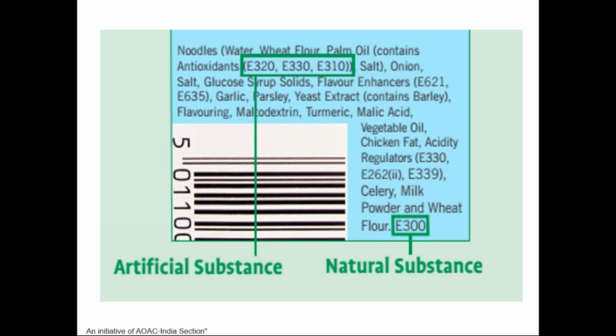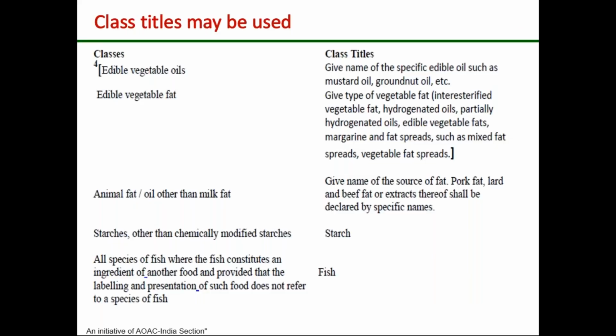So all food additives used in the making or preparing of the food that is in the package must be listed. Now, when the ingredient used is a mixture, class titles can be used. If a vegetable oil is used, it can be given as edible vegetable oil. You need not name the oil. If it is a vegetable fat, you write edible vegetable fat.